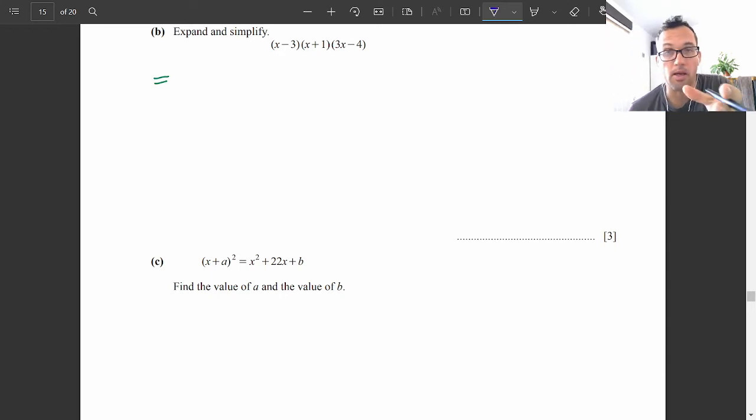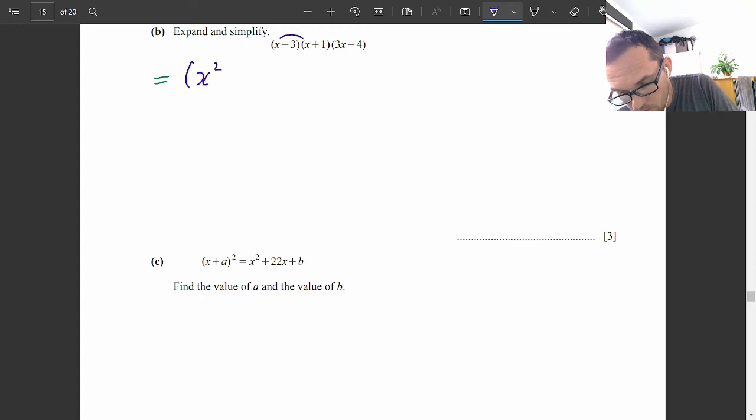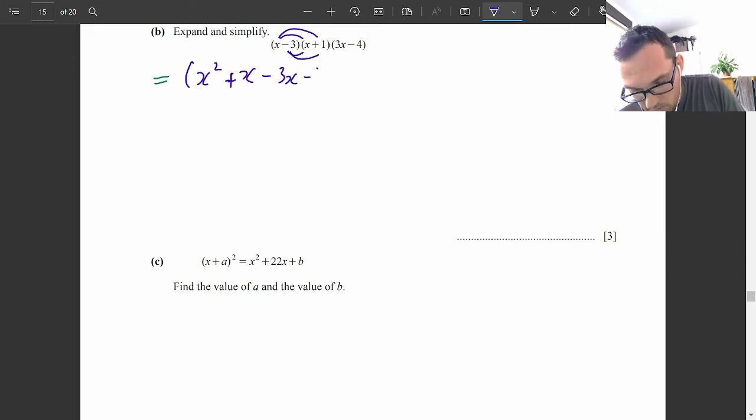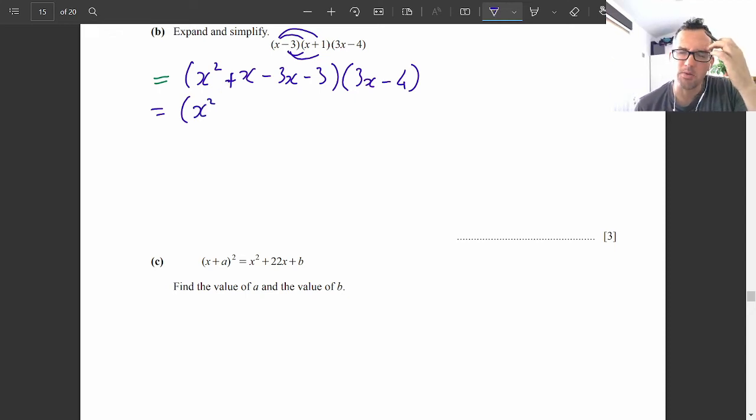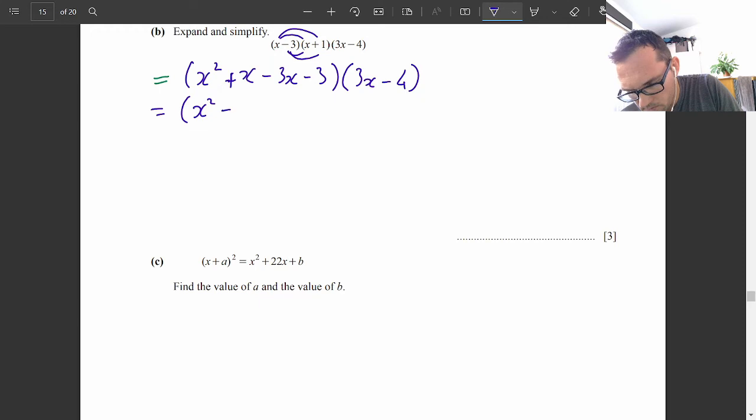So I'm going to expand the first two brackets. We start with x times x is x squared. X times 1 is plus 1x. Minus 3 times x is minus 3x. And minus 3 times 1 is minus 3. At the back, still hanging around, we've got 3x minus 4. Don't lose it. All right, let's simplify that bracket. The x squared stays the same. X minus 3x gives us minus 2x. And there's a negative 3.